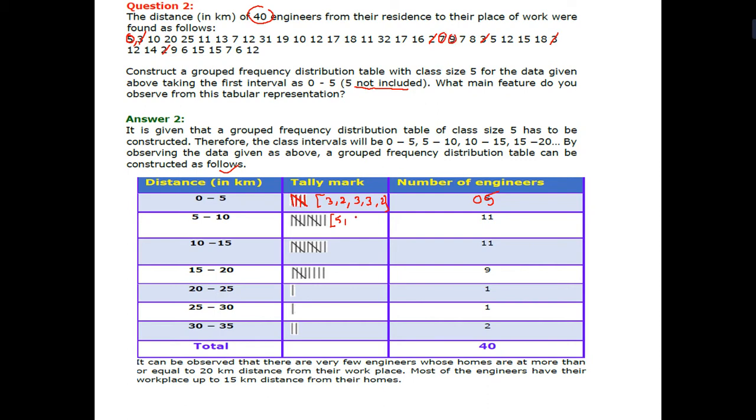7, 9, again 7, 8, 5, 9, 6, 7, 6. Here 1 7 is remaining.